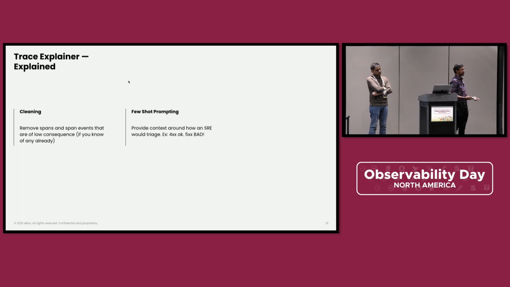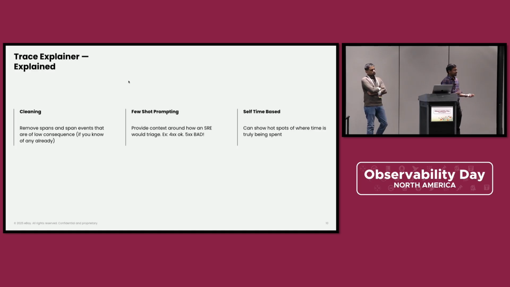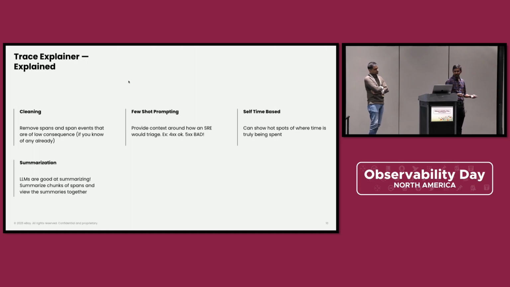The next thing we did was few-shot prompting. There is always some knowledge that is primitive to how your organization operates, where 4xx might not be consequential, but 5xx is something that you need to pay attention to. If you prompt with those, you can avoid the LLM going off into a tailspin by paying attention to things that it doesn't necessarily need to. Keep focused on self-time, because self-time will ensure that you're spending time on spans that are actually occupying a lot of CPU cycles.